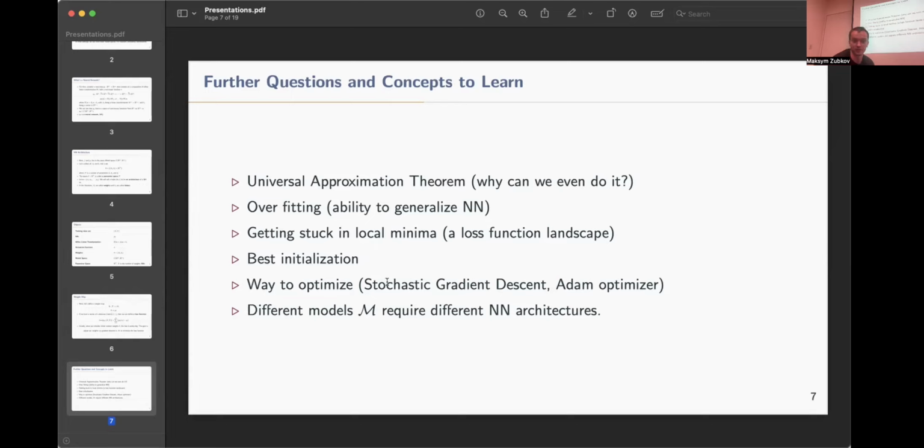Ways to optimize, for example, stochastic gradient descent and an optimizer. I don't know what that is. I use it, but to learn more about different ways to optimize and how they affect your architectures, that's interesting. And as I said, different models require different neural network architectures. So that's why we have 3 proposed papers: the topology of deep neural networks, and neural networks related to medicine and ODEs, I believe, or something.